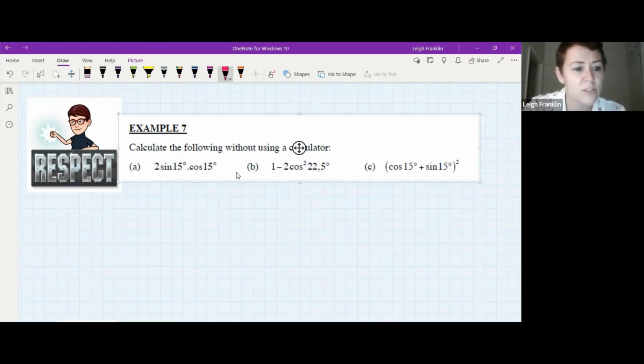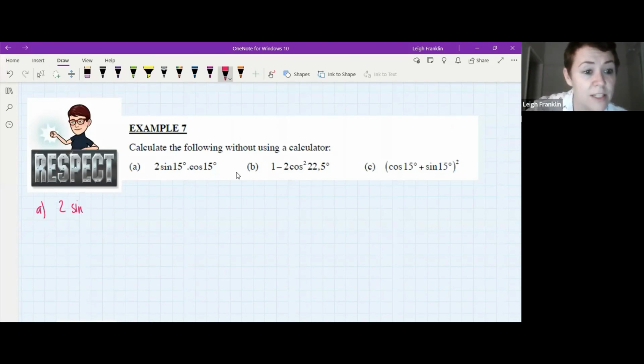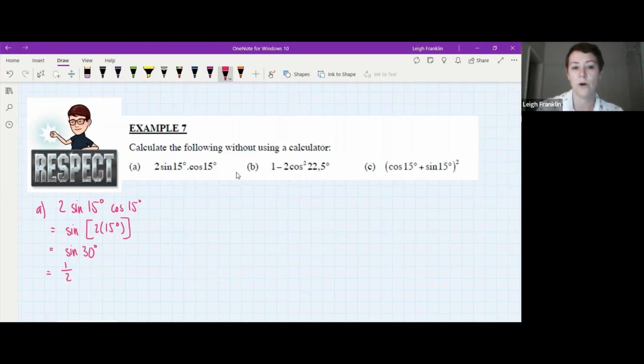In the case of the first one, you've got to be able to look at it and recognize that it is a sine double angle expansion that you've been given. This is it in the expanded form, 2 sine 15 cos 15. So now you're going to write that as the sine of 2 times 15. You don't have to write the line with the square brackets if you don't want to, but it does help. This is the sine of 30, and we all know now that the sine of 30 is equal to a half.